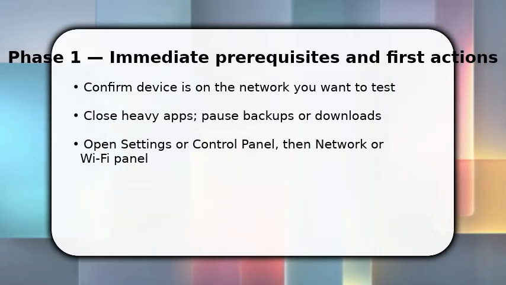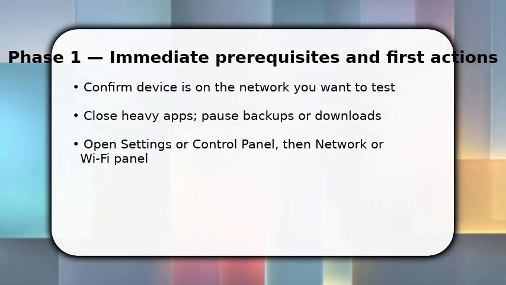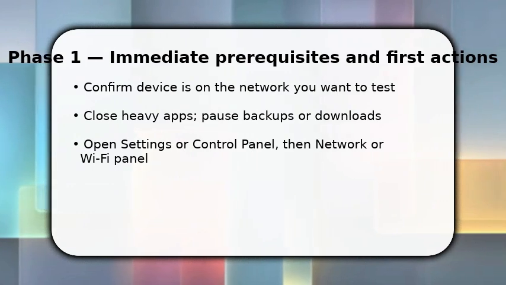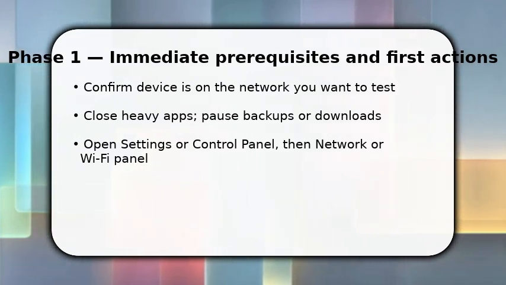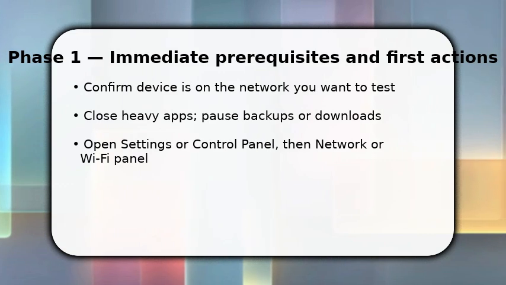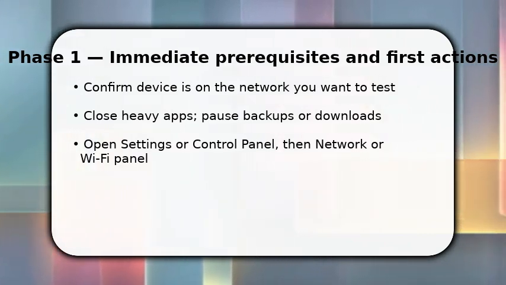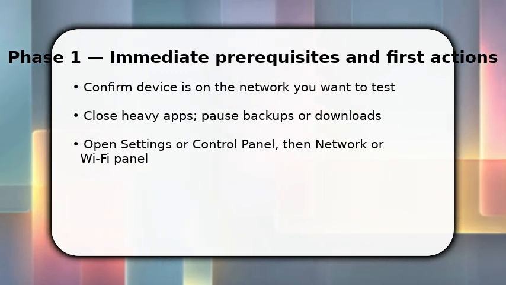You will start by checking essentials. Make sure the device is on the same Wi-Fi or wired network you plan to test. Once done, stop torrenting or large uploads so results are clear. Next, open Settings on Windows, macOS System Preferences, or your phone's Wi-Fi page. This gets you to the connection details.